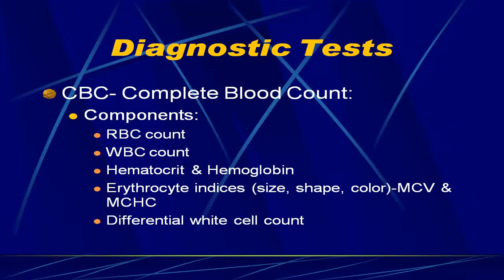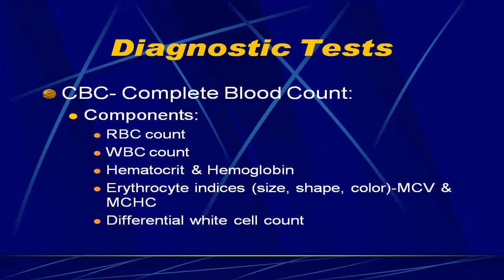The diagnostic test that we'll talk about for the hematological system is the complete blood count. The components of the CBC are the red blood cell count, the white blood cell count, hematocrit, and hemoglobin. Also, we look at the erythrocyte indices when we do a complete blood cell count. We're looking at the size, the shape, and the color of the red blood cell, and we're also looking at a differential white cell count when we do a CBC.